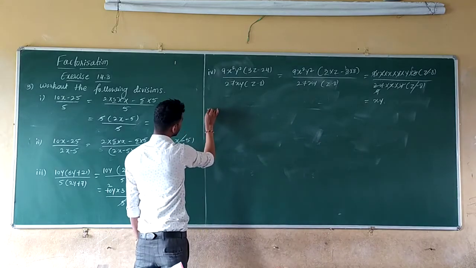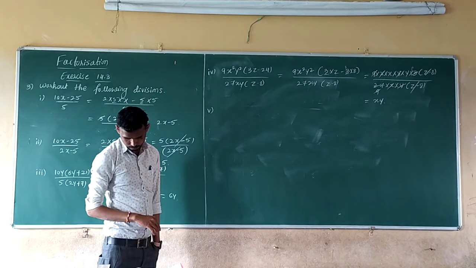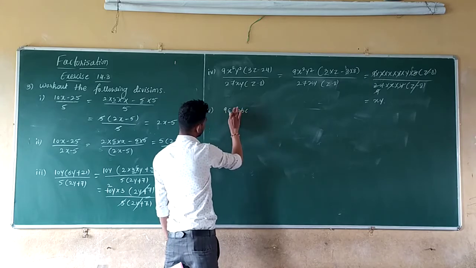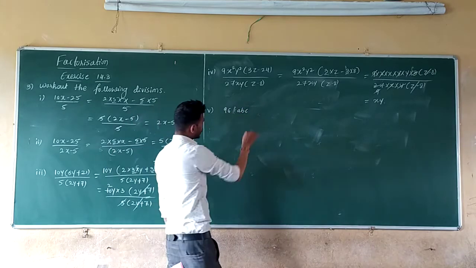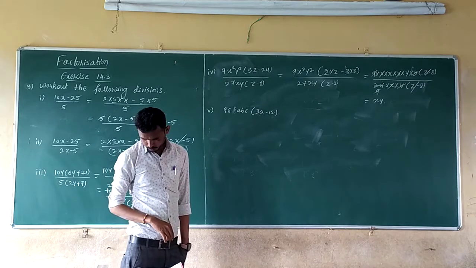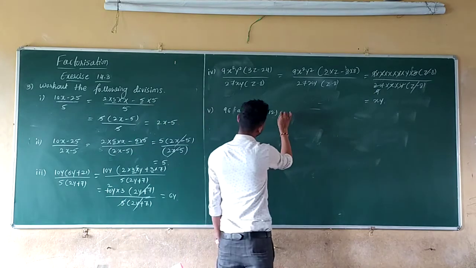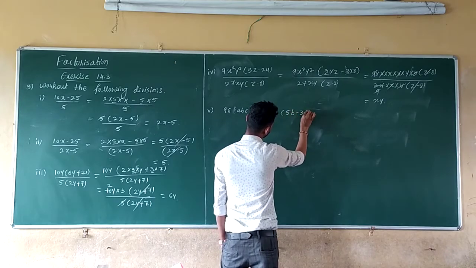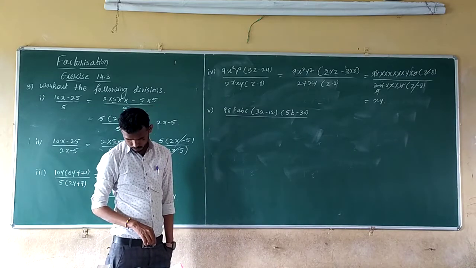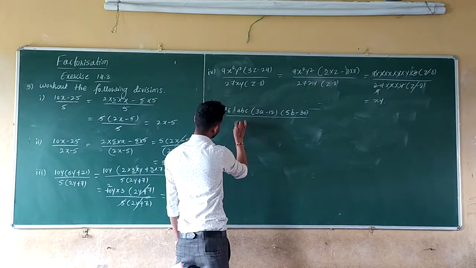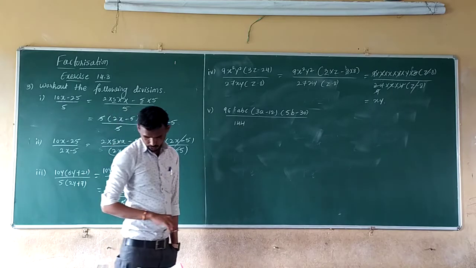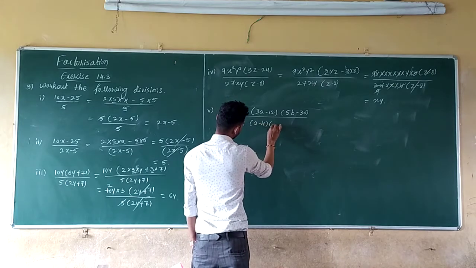Next, fifth question. 16 ABC into bracket, so 96 ABC into bracket 3a minus 12 into 5b minus 30 divided by 144 into bracket a minus 4 into b minus 6.